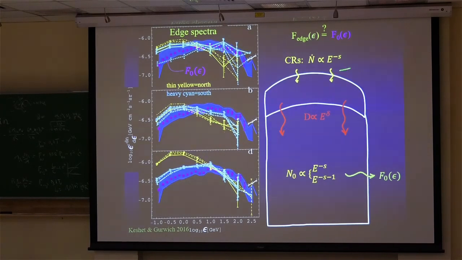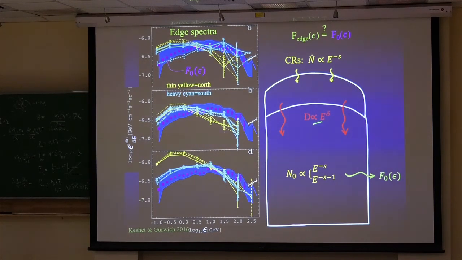So consider injecting electrons with some power law, and then they cool off. And if there's enough diffusion, they fill the volume. So what you see is just the inverse Compton emission of this electron spectrum. And now what will happen in this thin slab, which we can see by looking at the edge? Will it have the same spectrum or not?